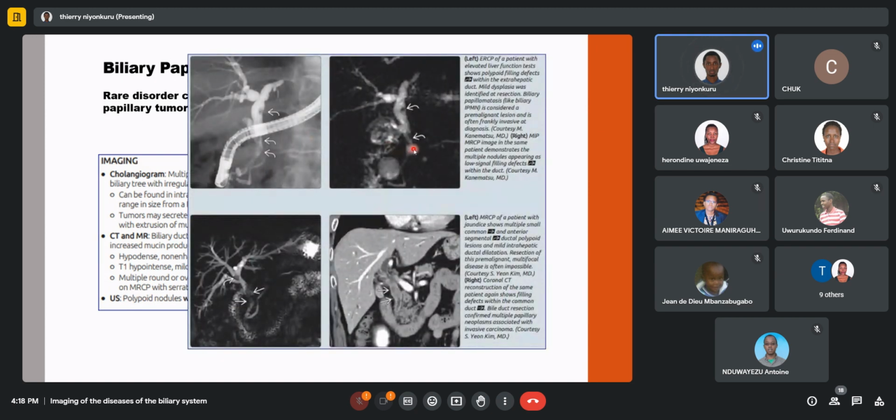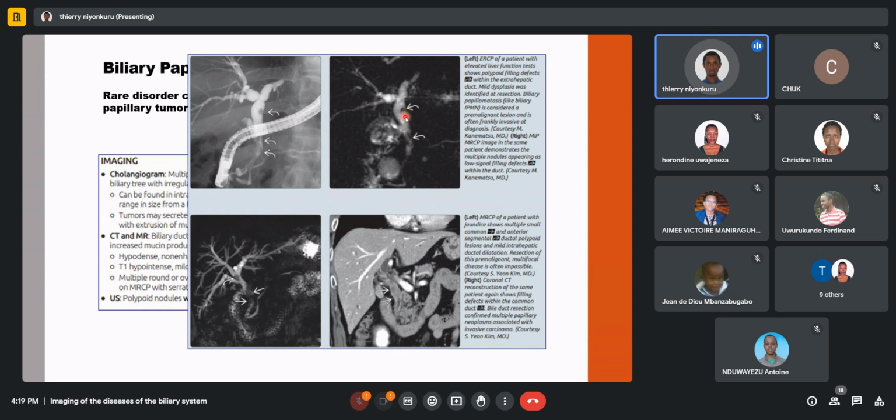On this ERCP, this patient has elevated liver function. We can see a filling defect in the common hepatic and common bile duct, which is not picking up contrast and is attached to the duct wall with some irregularity, suggestive of biliary papillomatosis.